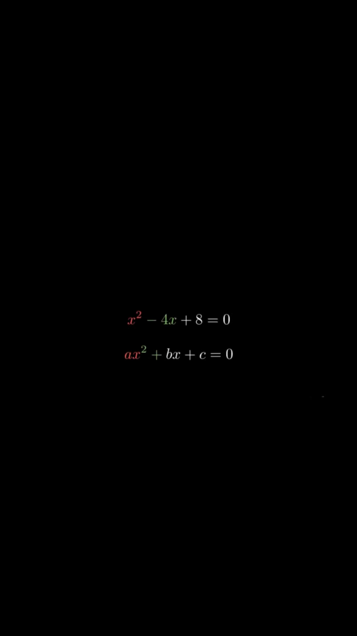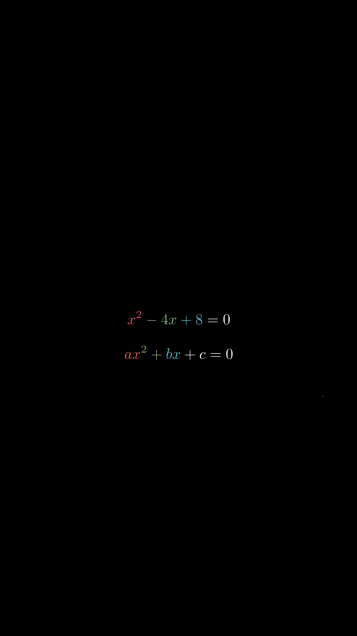The negative sign indicates that this term is being subtracted, which will affect how we use the quadratic formula. And the constant term is positive 8. This is our c value, which appears without any variable attached to it.